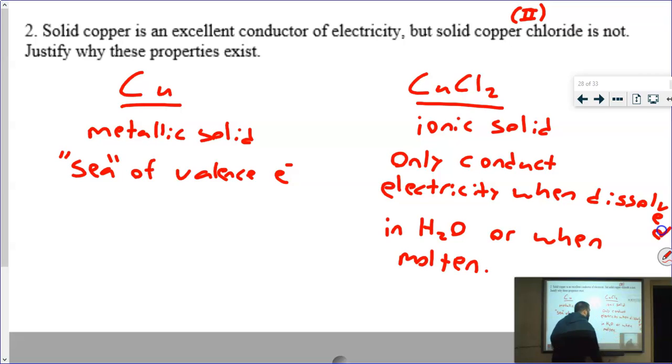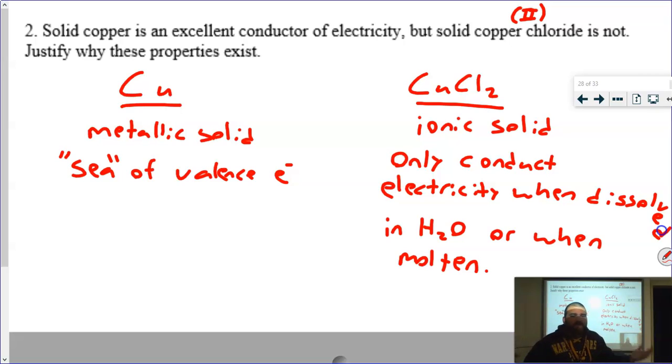Okay, the term molten you've probably heard with lava or magma. Molten is basically saying that something is liquid and really, really, really hot. So if you melt an ionic compound, it's going to be liquid and really, really hot. So that term molten applies here as well. So this is what's going on, right?